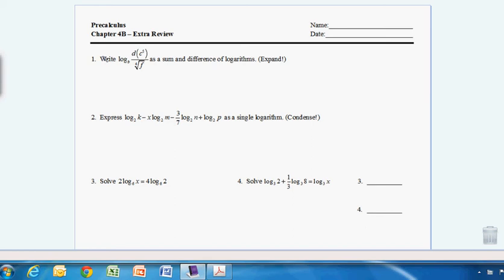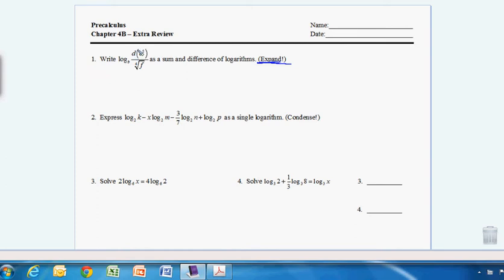Okay, so let's review for our test tomorrow. For the first one, we want to expand out this log. Okay, so we want to separate this entire monomial. This argument needs to be separated and have its own argument for each variable that's in here.